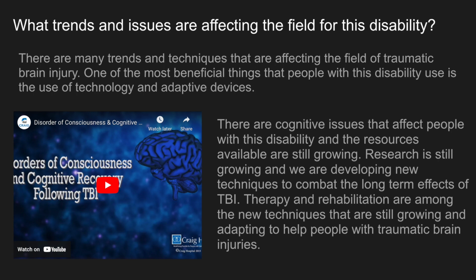And there are cognitive issues that affect people with this disability. And the resources are available right now. There's a lot of resources for TBI, but they're still growing and developing new techniques to combat the long-term effects of TBI. Therapy and rehabilitation are among the new techniques that are still growing and adapting to help people with traumatic brain injury.